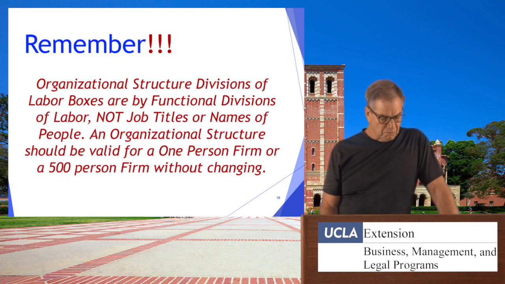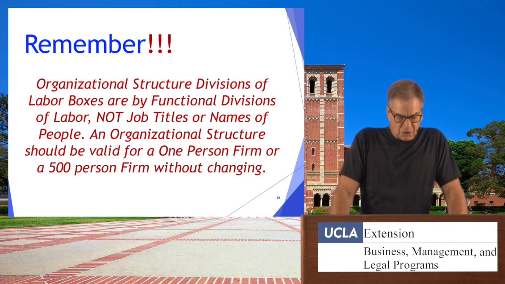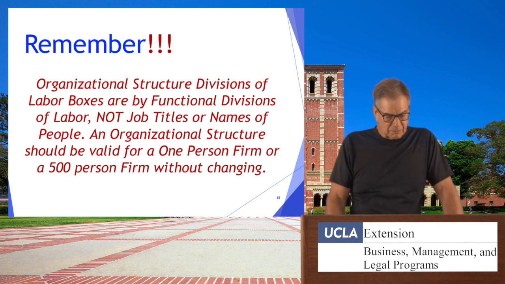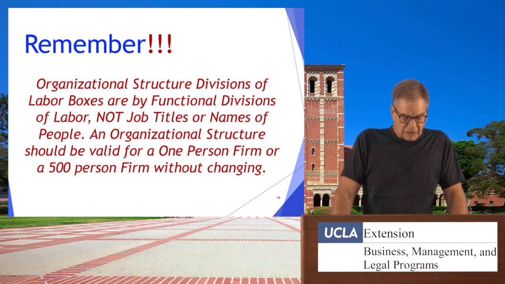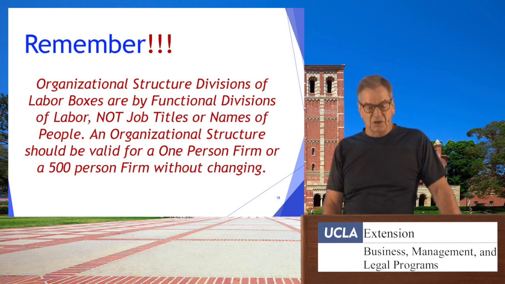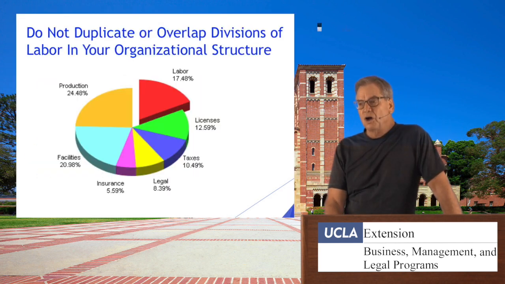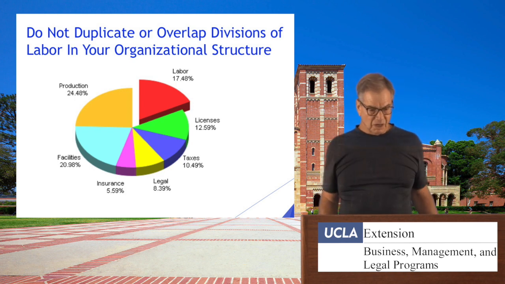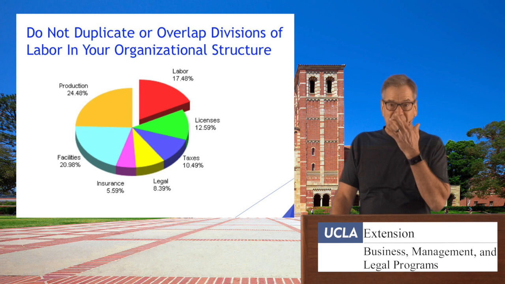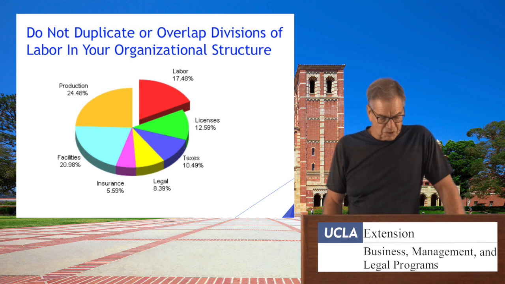I think it's important to remember that organizational structure, division of labor boxes, are by functional divisions of labor, not by job titles or names of people. Organizational structure should be valid for a one-person firm or a 500-person firm. Another thing that's important here is we want to be careful that we don't have overlap. We don't have two departments that overlap with each other, because that's just not going to make sense. That's just inefficiency. So we want to make sure that we don't duplicate any of the functions of the organization.